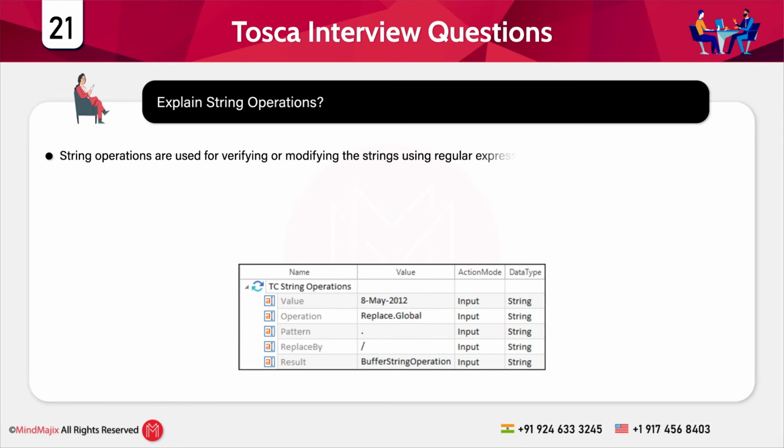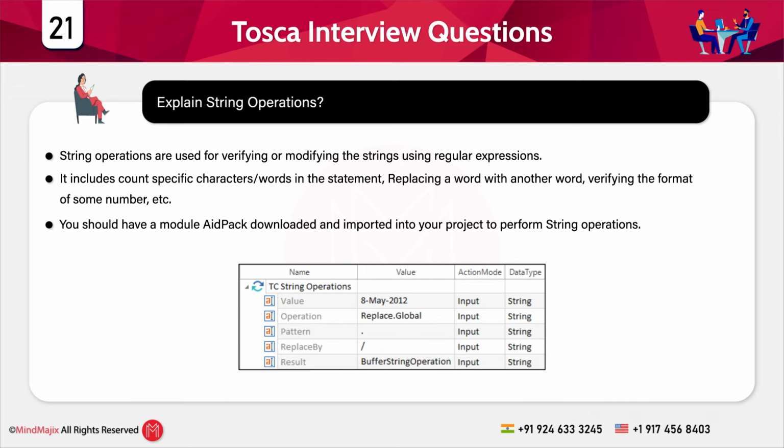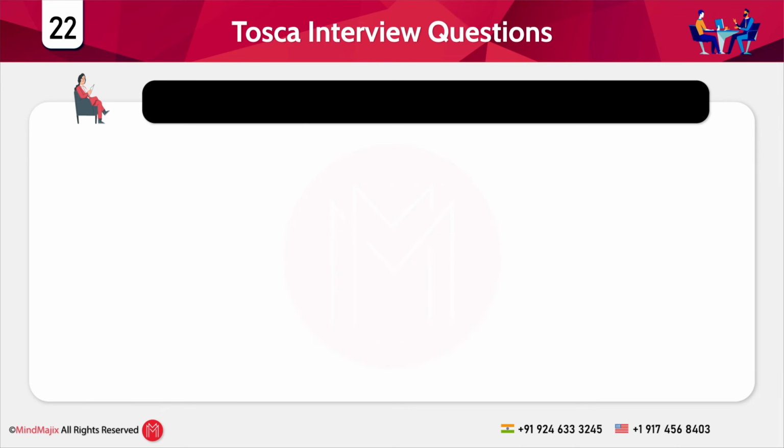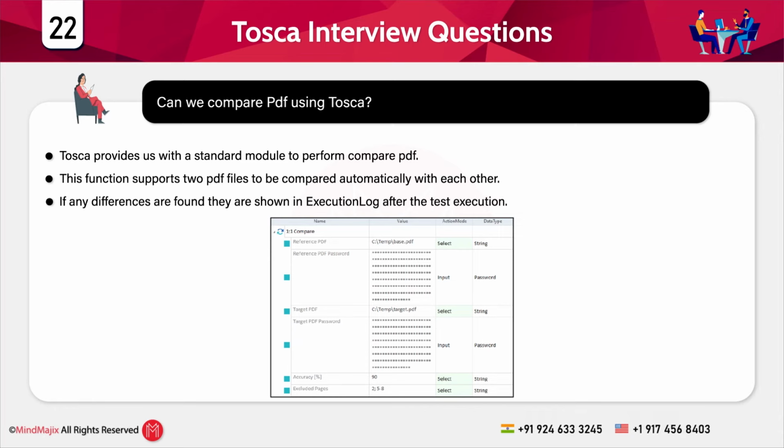String operations are used for verifying or modifying the strings using regular expressions. It includes counting specific characters or words in the statement, replacing a word with another word, verifying the format of some number, and so on. You should have the module TBox pack downloaded and imported into your project to perform string operations. The next question is, can we compare PDF using Tosca? Tosca provides us with a standard module to compare PDF. This function supports two PDF files to be compared automatically with each other. If any differences are found, they are shown in the execution log after the test execution.